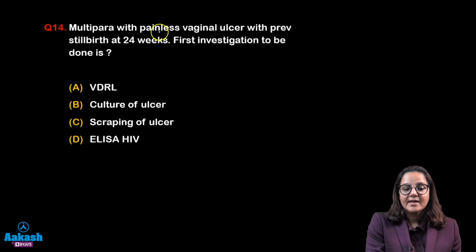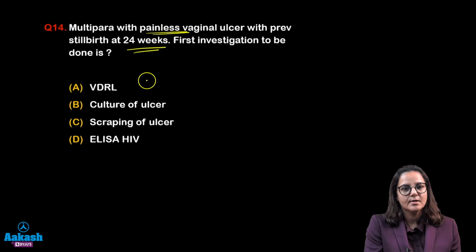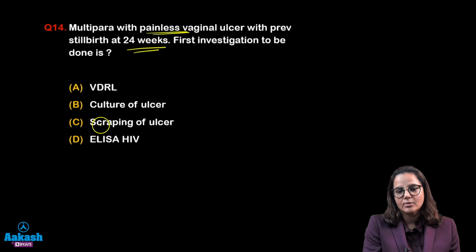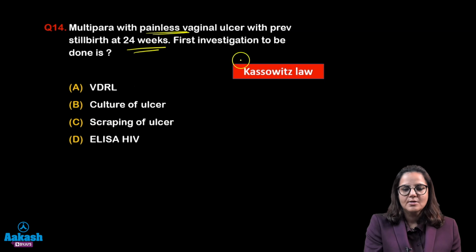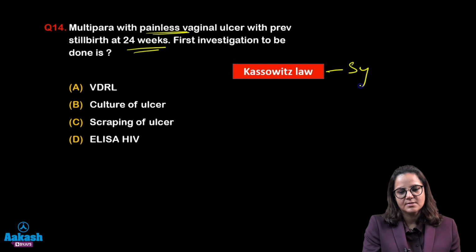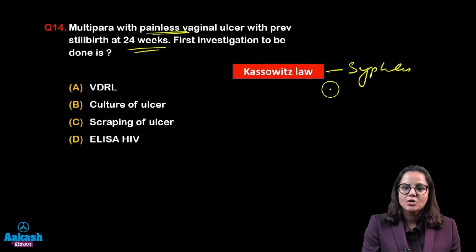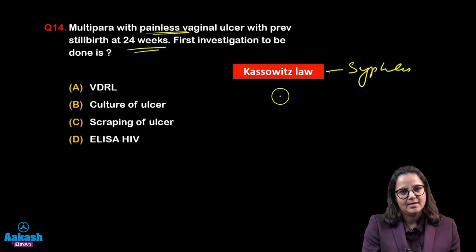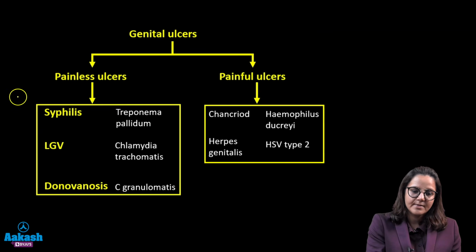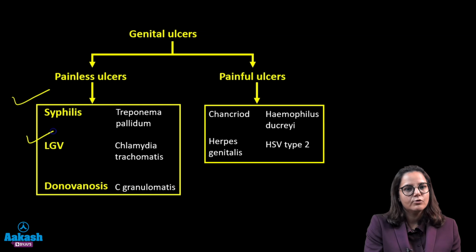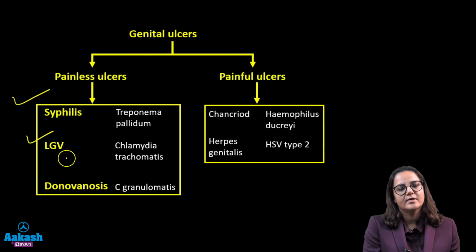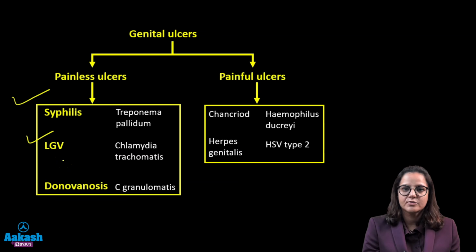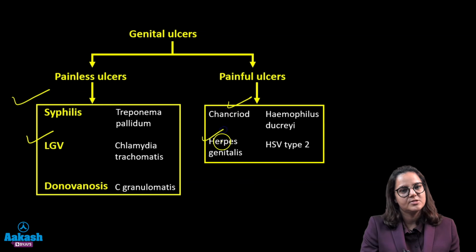Multipara presented with painless vaginal ulcer with previous stillbirth at 24 weeks. So you remember the sign which I was talking about, the Kasowitz law, right? First of all, this refers to syphilis, that there was a stillbirth at 24 weeks. Also, there is a painless vaginal ulcer. The painless vaginal ulcer can be because of syphilis or lymphogranuloma venereum. The only difference is that in lymphogranuloma venereum, there will be painful lymphadenopathy, which will not be there in syphilis. Painful ulcers are seen in chancroid and herpes genitalis.